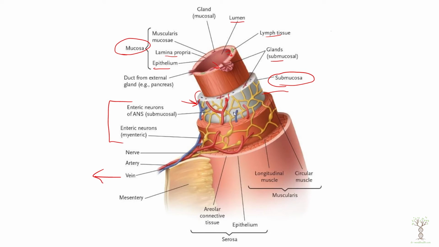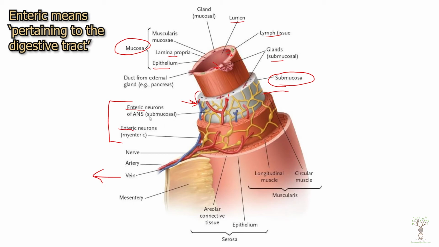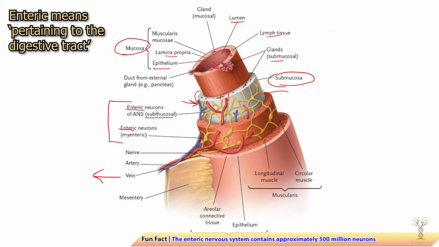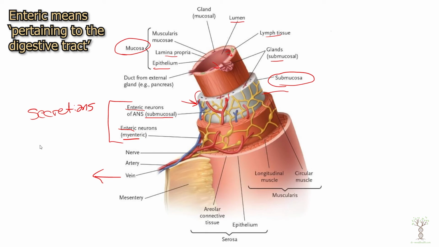We have 2 major groups of neurons that regulate digestion. We have the autonomic or enteric neurons, and we have a submucosal plexus, which plays a really important role in secretions, and the myenteric plexus, which plays a really important role in muscle contractions.